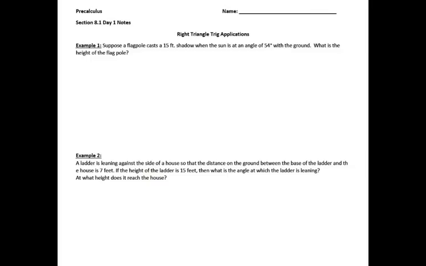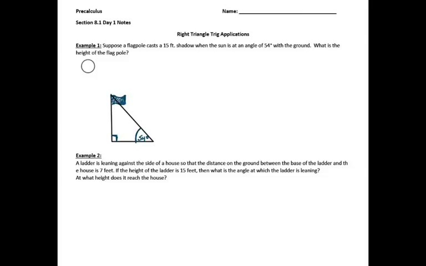So in this first problem here, we have a flagpole that casts a 15-foot shadow when the sun is at an angle of 54 degrees with the ground. In these types of problems, the strategy is really always going to be to draw a picture. Drawing a picture will give you an idea of what you're dealing with. I drew a little sun up here, a flagpole, and what you should come up with once you have a drawing is a right triangle. So we have a 54-degree angle from the ground.